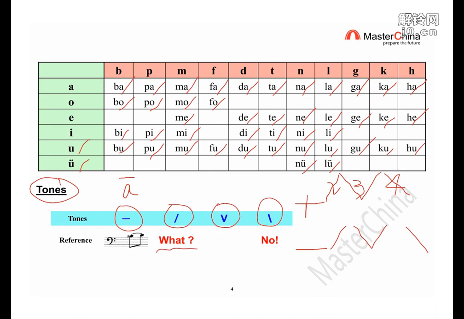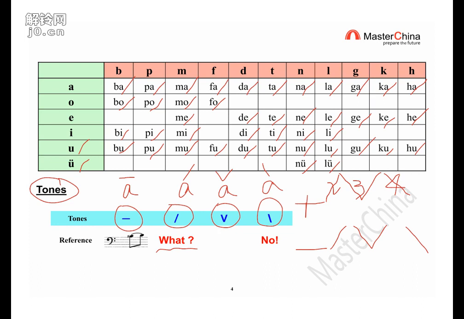So the second tone is really like what? Did you hear the sound? What? It goes up. This sound is exactly the same as the second tone. And the third tone is longer. The fourth tone is as strong as no. No. If later, after the class, you forget the tones, just check these words, what and no. They can give you the tip to pronounce the second tone and the fourth tone.